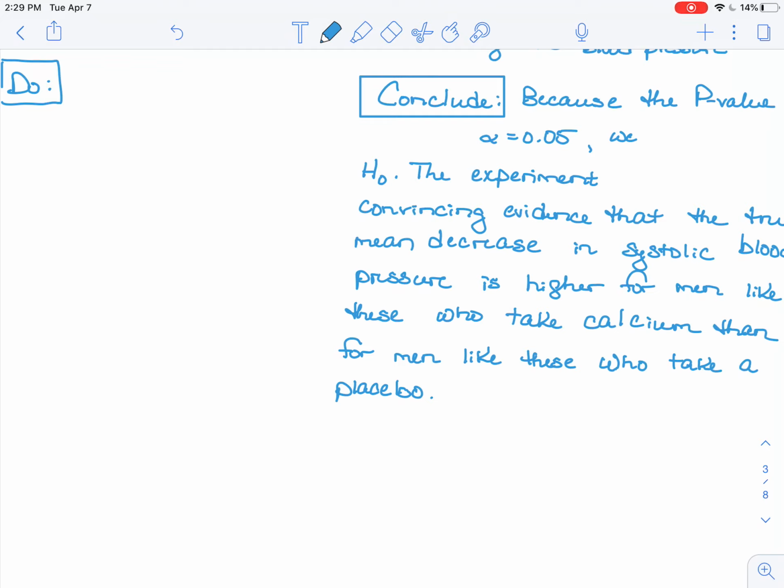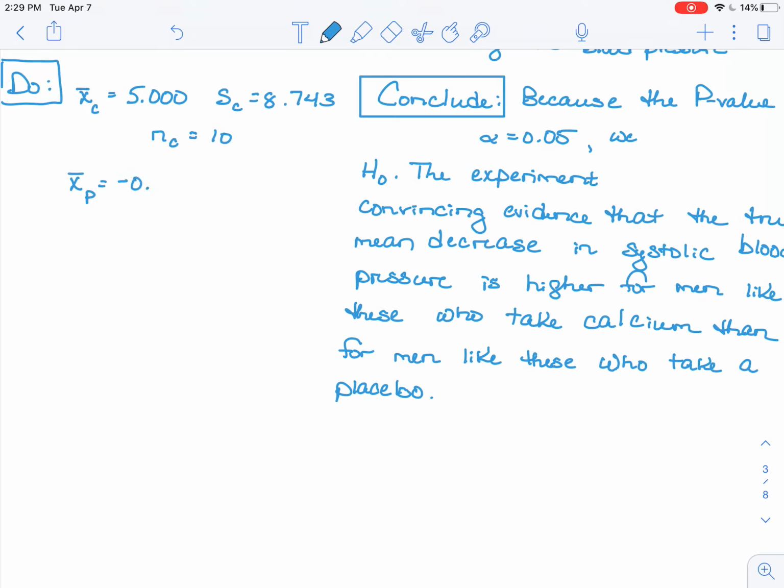So now I can actually go through and get to my do step. So we're going to actually go through these calculations. I put the data into my calculator and ran my 1 variable statistics off of it. And I found that my sample mean for the calcium group, so x bar sub c, is 5.000, so almost 5. And the standard deviation for this group was 8.743.